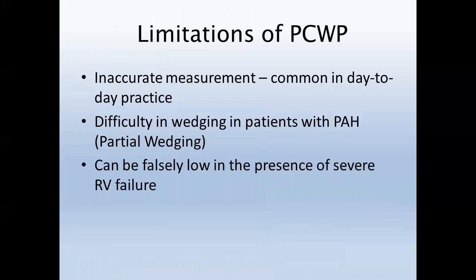So is wedge pressure a good measurement? Yes, of course, but with the caveat that we do it properly. Inaccurate measurement is very common in day-to-day practice. There's difficulty in wedging in patients with PAH, right? It can be false. And the last thing is, sometimes when you have severe PAH and your right ventricle completely fails, and it's not able to generate a cardiac output to create a forward flow, the wedge pressure is going to be low because that's like being dry. The pulmonary circulation is dry because the RV is failing, not able to generate the output, so your wedge pressure can possibly be low.